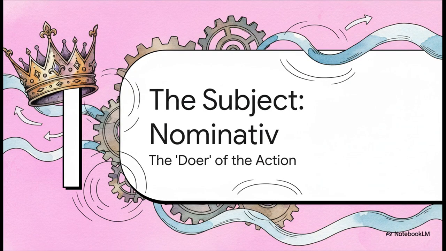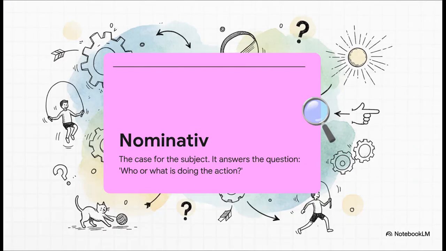Okay, let's start with the boss of the sentence, the one calling the shots. This is the nominative case. It's the most basic one, and it's probably the first one you ever learned. So the nominative's job is super simple. It just points out the subject. And the subject is the person or thing that is actively doing something.